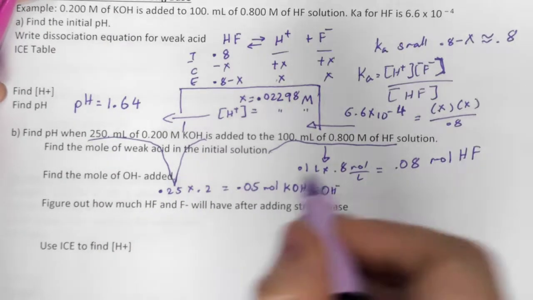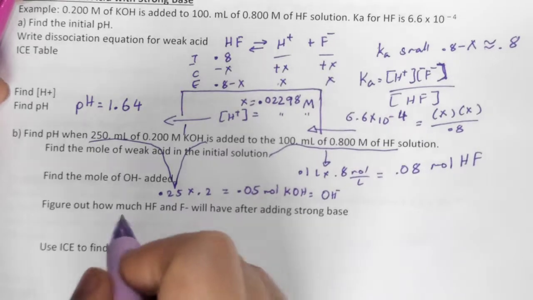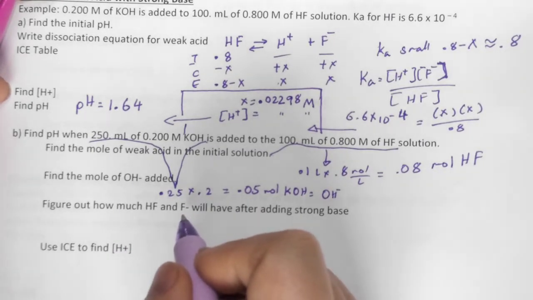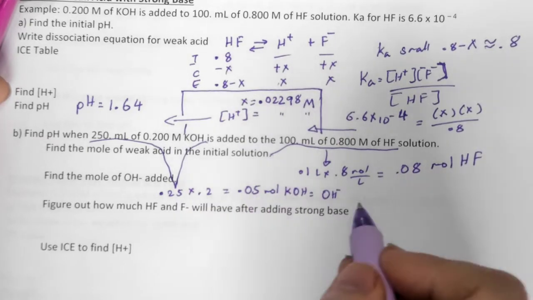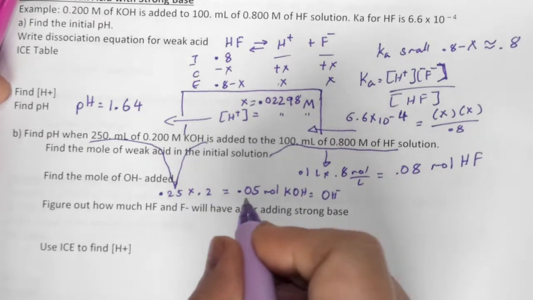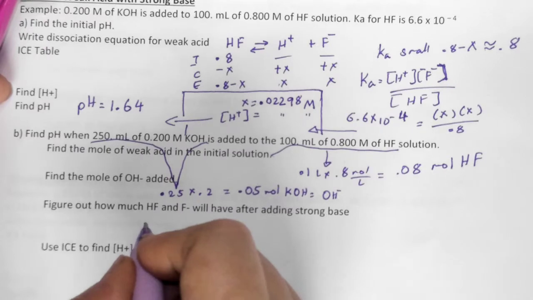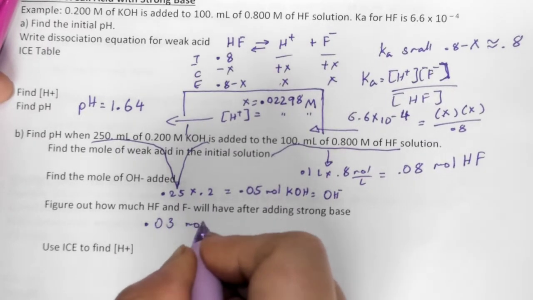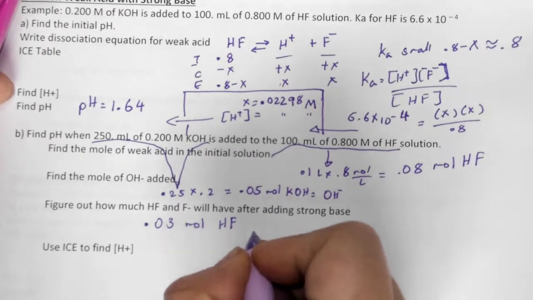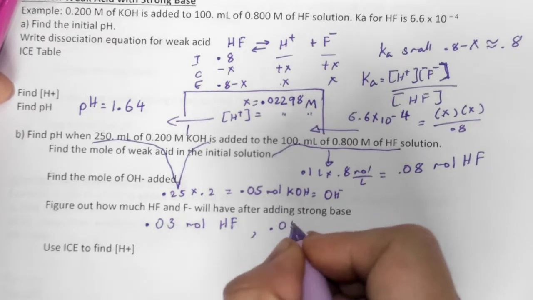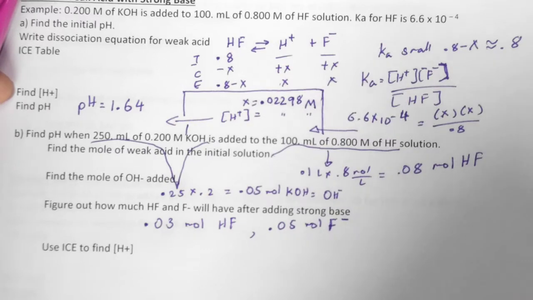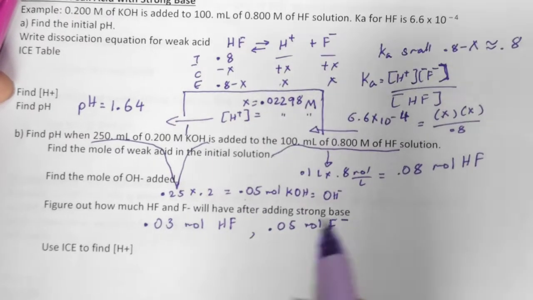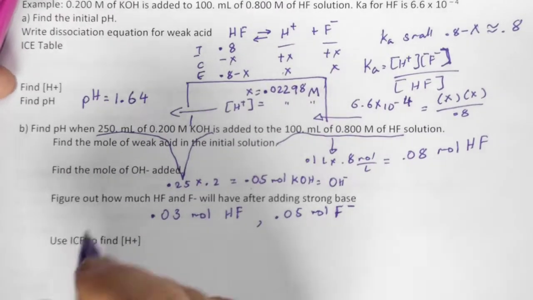Okay, so now what happens, you've got to subtract these to figure out how much HF and how much F minus. You will notice that OH minus will neutralize HF, so you're going to use up 0.05 of them and leave 0.03 mole to be HF, and then 0.05 mole of F minus is going to be made. Okay, think about that. That's what is used.